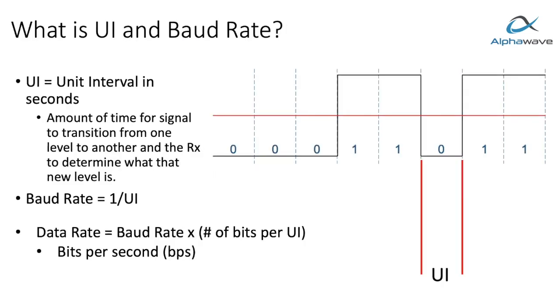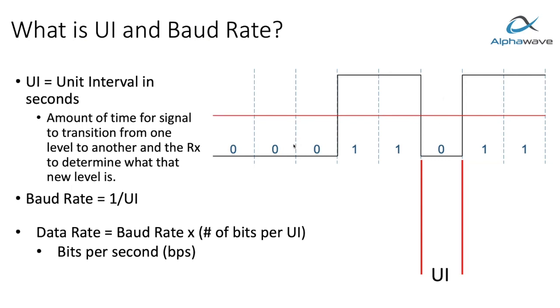So a UI is a unit interval in seconds. It's the amount of time a signal has to transition from one level to another, and for the receiver, determine what that new level is. So over here in this diagram, you can see we're transitioning from a 1 down to a 0 and back up to 1. And so this time here is 1 UI.